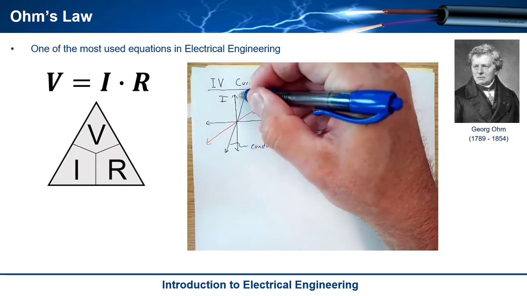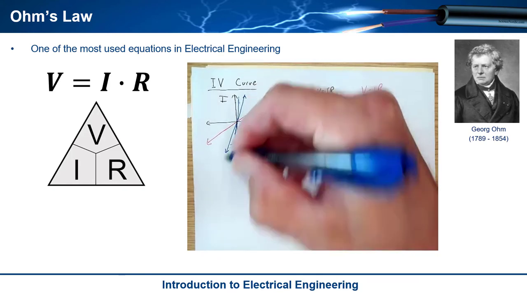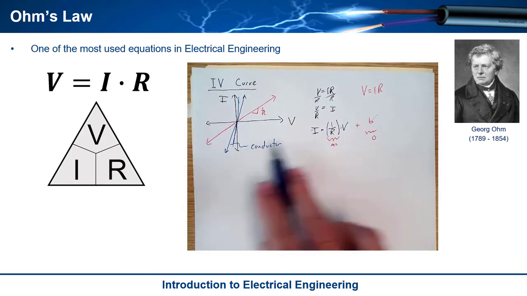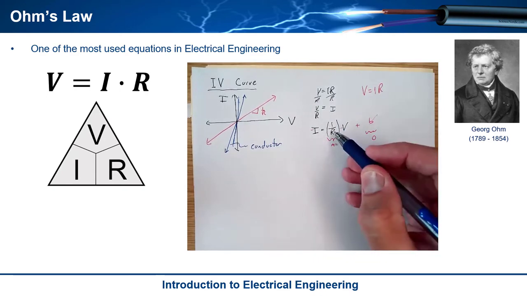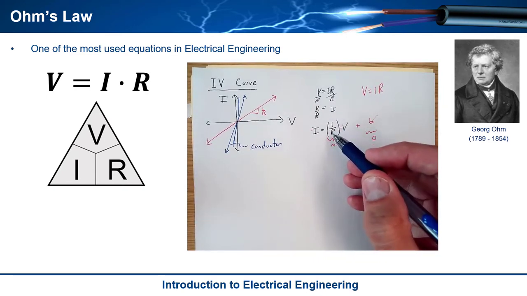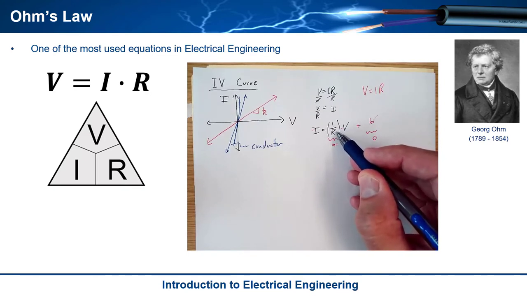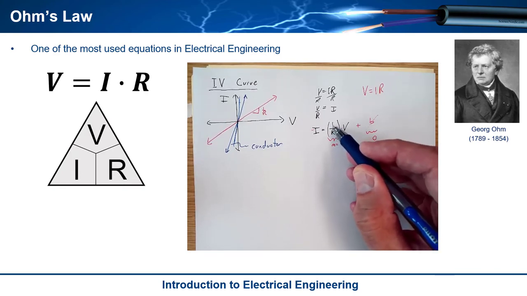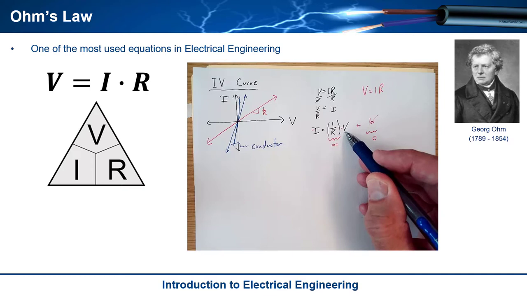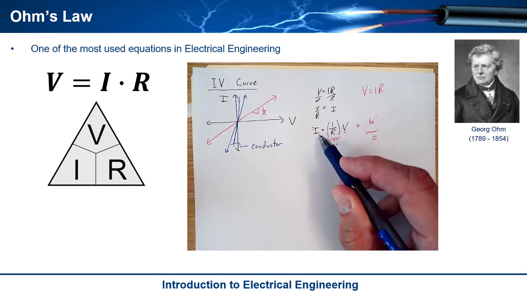In fact, it would probably be even closer to this. Really good conductor. And that means that the resistance is super low, so the slope of this is going to be very big. The resistance is getting lower and lower, so this number is getting bigger and bigger. So then a small change in the voltage results in a huge change in the current.